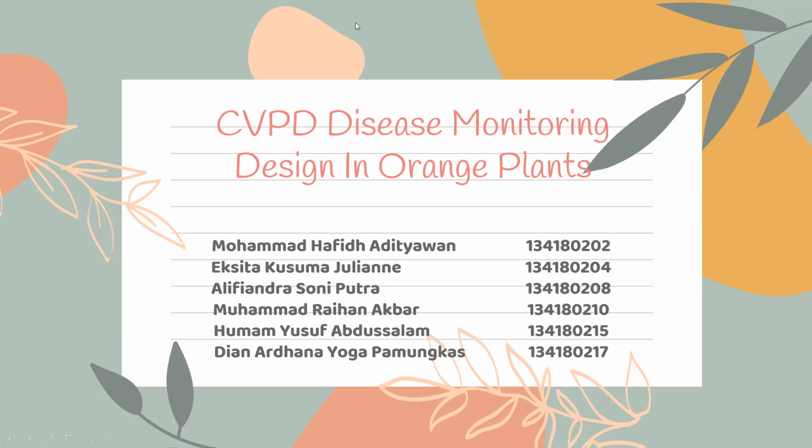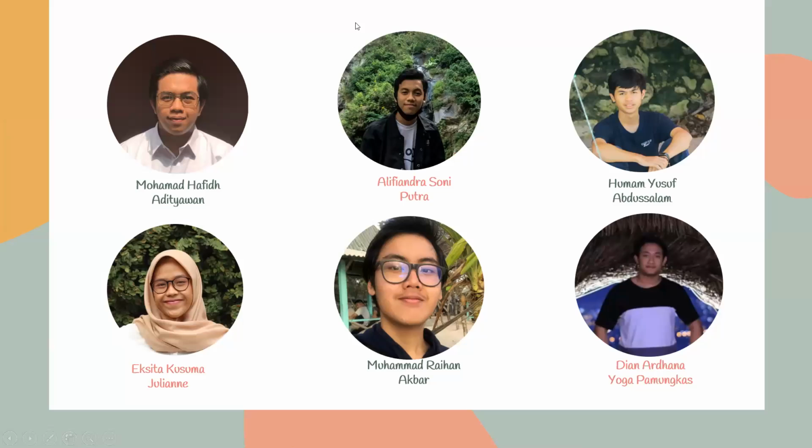Okay, my name is Muhammad Hafid Adityawan with student number 202. My name is Exita Kusuma Juliana. My name is Alivia Andrasuni Putra and my student number is 208. My name is Muhammad Ayan Akbar with student number 210. My name is Sumam Yusuf Abdul Salam, 215. My name is Yan Adan Yoga Pamungkas with student number 217.